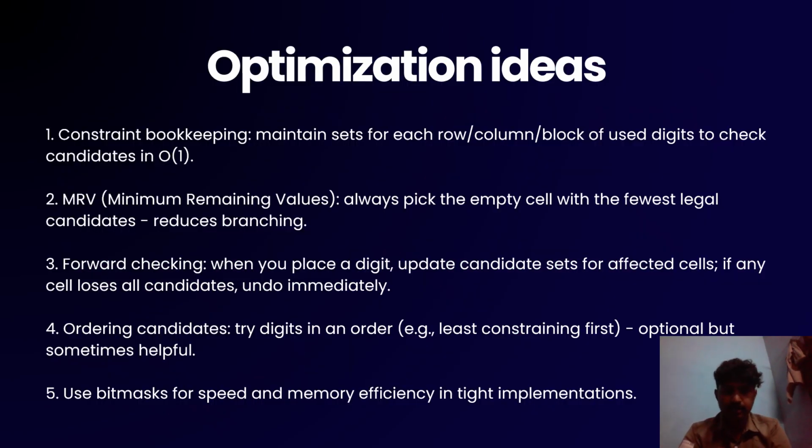Optimization ideas. Constraint bookkeeping, which maintains a set of used digits for each row, each column, and each block to check candidates in O(1). MRV, minimum remaining values, which always picks the empty cell with the fewest legal candidates, reducing branching. Forward checking: when you place a digit, update the candidate sets for affected cells. If any cell loses all candidates, undo immediately.